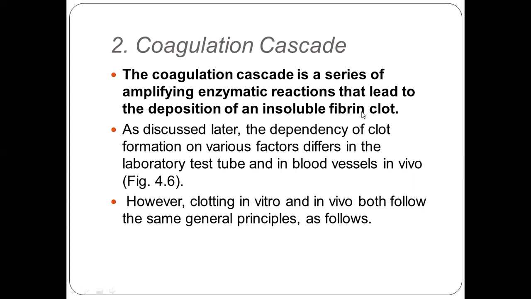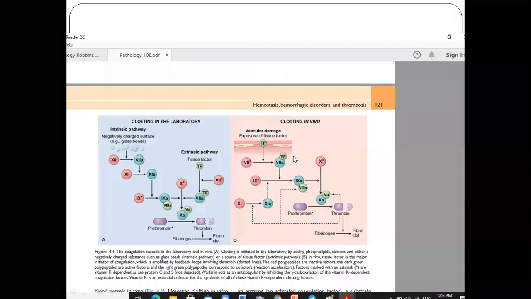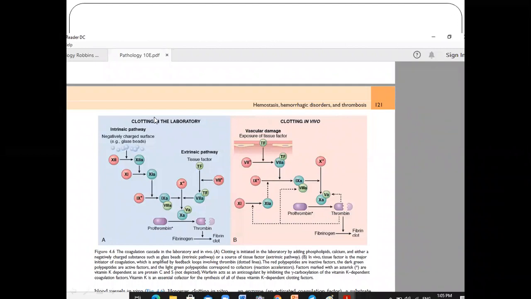As discussed later, the dependency of clot formation on various factors differs in the laboratory test tube and in blood vessels in vivo. However, clotting in vitro and in vivo both follow the same general principle. So you can see here the coagulation cascade in the laboratory and in vivo. This is clotting in the laboratory and this is clotting in vivo in the human body.